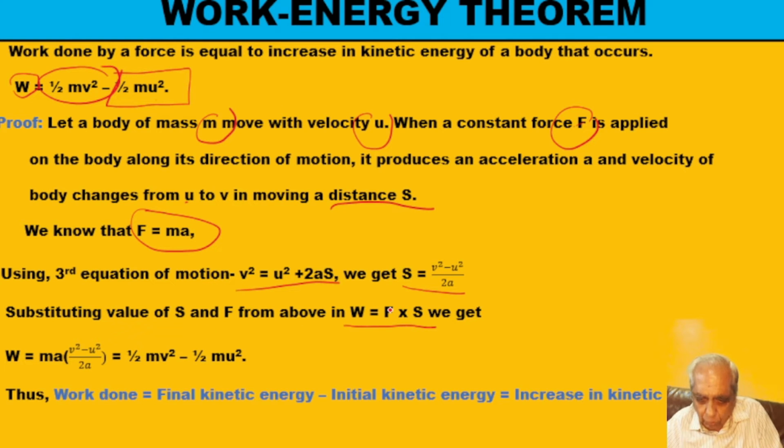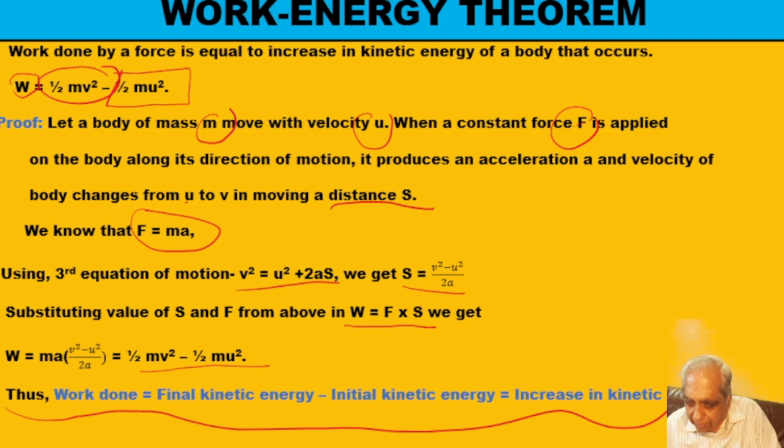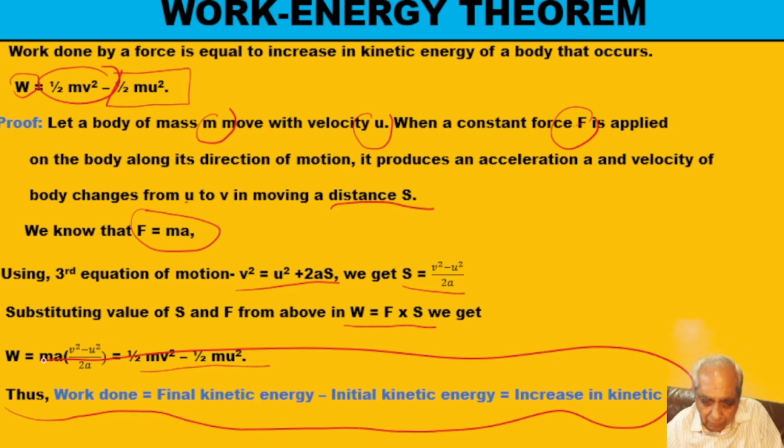So if I substitute the value of F as m into a and the value of s as v square minus u square upon 2a, now a will get cancelled, and I will get half m, open the bracket, you will get this. Thus work done is equal to final kinetic energy minus initial kinetic energy, meaning the increase in kinetic energy. So this is the work energy theorem. You should know how to prove it, and its statement also would be used in various examples.